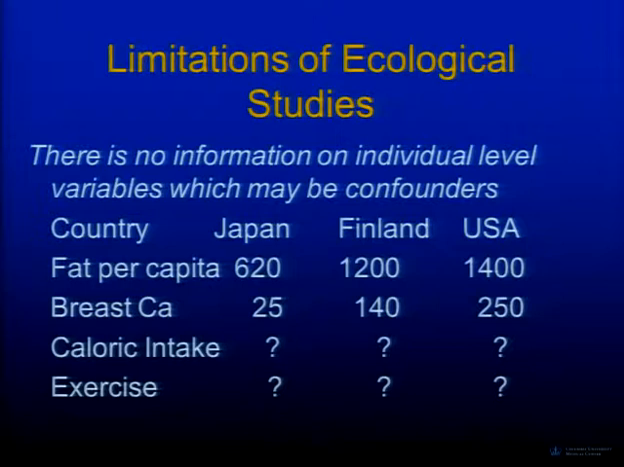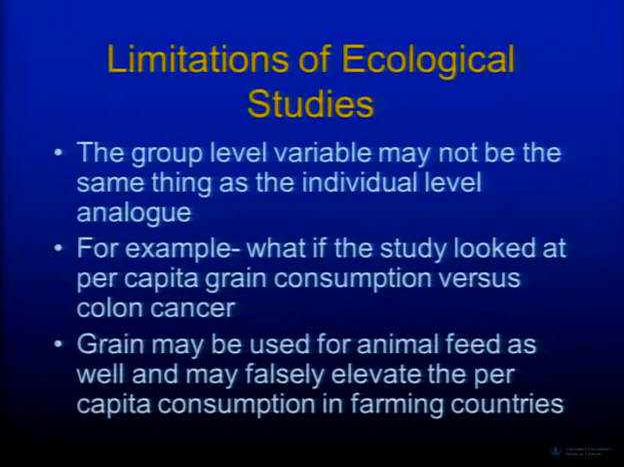It's a good way to get a quick and dirty look at something, but it is not going to give you the answers. So in general, with ecologic studies, the group level variable, what we find country by country, may not be the same thing as the individual level example. Just because they have high fat in there doesn't mean it's the individual with the high fat who has the coronary heart disease.